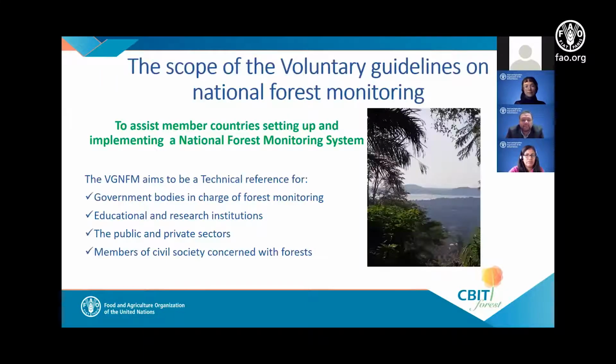The aim of this voluntary guidance on national forest monitoring is to assist member countries in setting up and implementing a national forest monitoring system. The voluntary guidance aims to be a technical reference for government bodies in charge of forest monitoring, educational and research institutions, the public and private sector, and members of civil society concerned with forests.